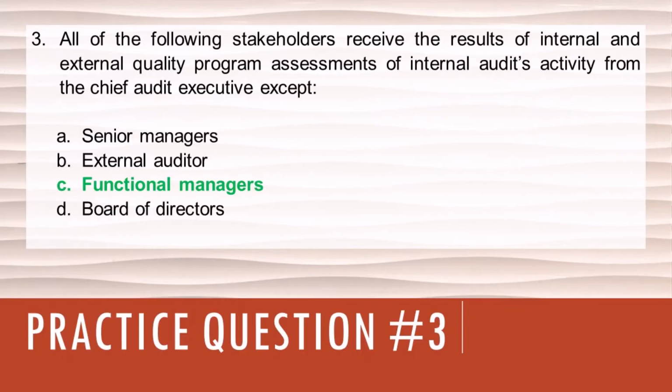To provide accountability and transparency, the Chief Audit Executive would communicate the results of external and internal quality program assessments to the various stakeholders of the activity. Therefore, the answer is C, functional managers.